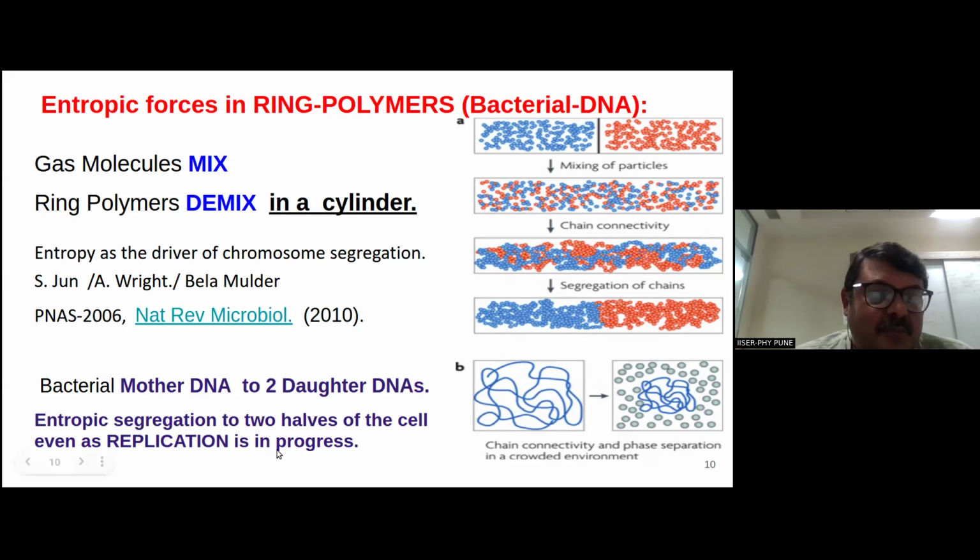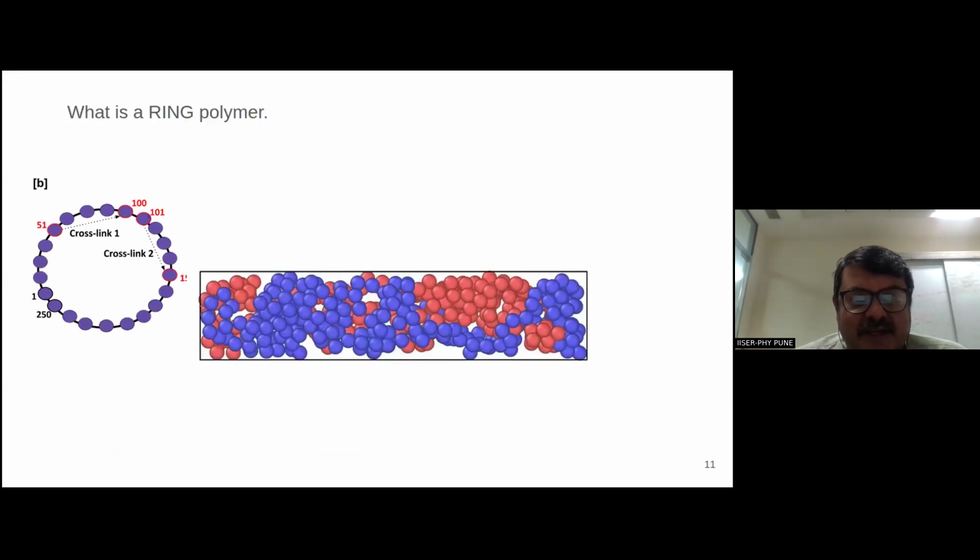So what is the point? The point is entropic segregation to two halves of the cell as replication is in progress. Some of it was also modeled by Jun, who later got so interested in this problem that he started doing experiments. He does experiments in San Diego. You can look up his webpage and his journey from a theoretical physicist to a computer modeler to an experimentalist. It's quite interesting. And this is the current status of the field when I entered.